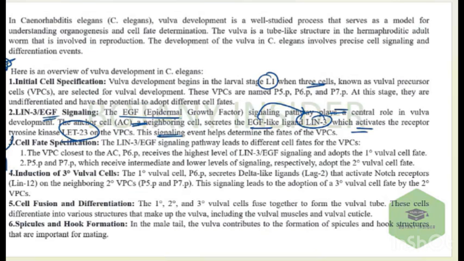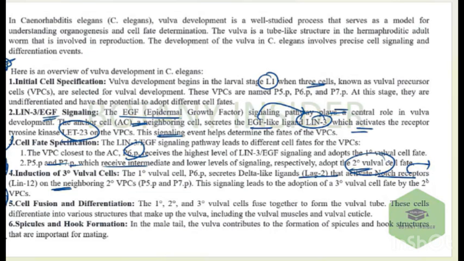Then cell fate, which I've explained, induction, and then cell fusion. So for cell fate, the primary one is with the help of P6.p, and P5 and P7 receive intermediate and lower levels of signaling, respectively, to adopt the secondary vulval cell fate. Then the induction of the tertiary vulval cells. So, the primary vulval cell, P6.p, secretes the delta-like ligand LAG-2, which activates the Notch receptor. Now, see over here, LAG-2 is activating a receptor, that is LIN-12.